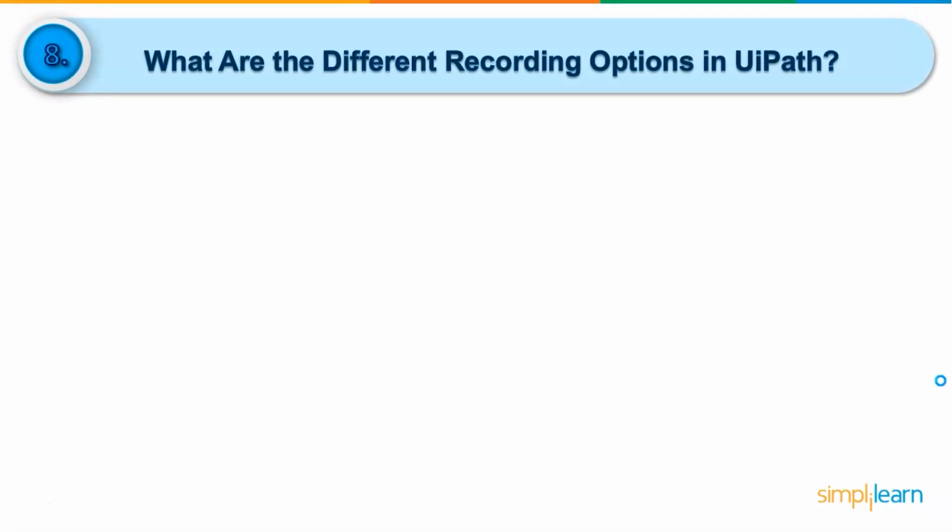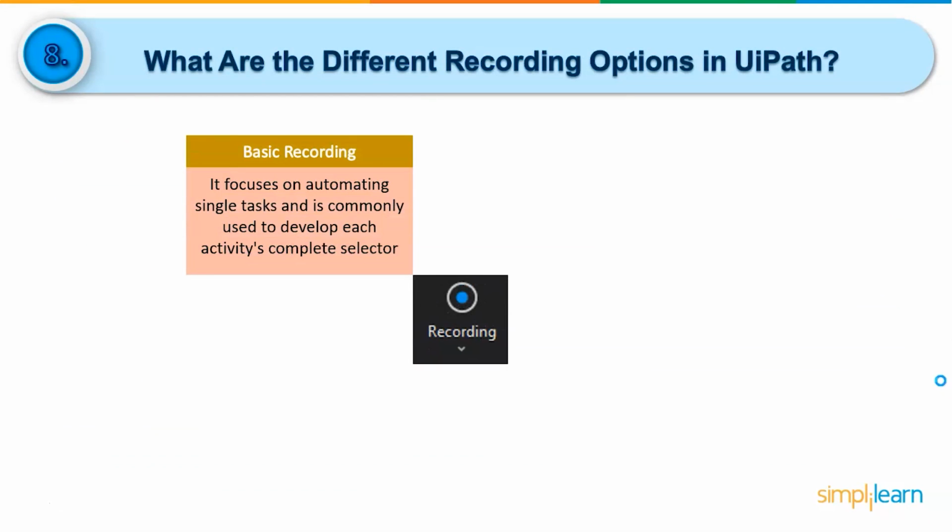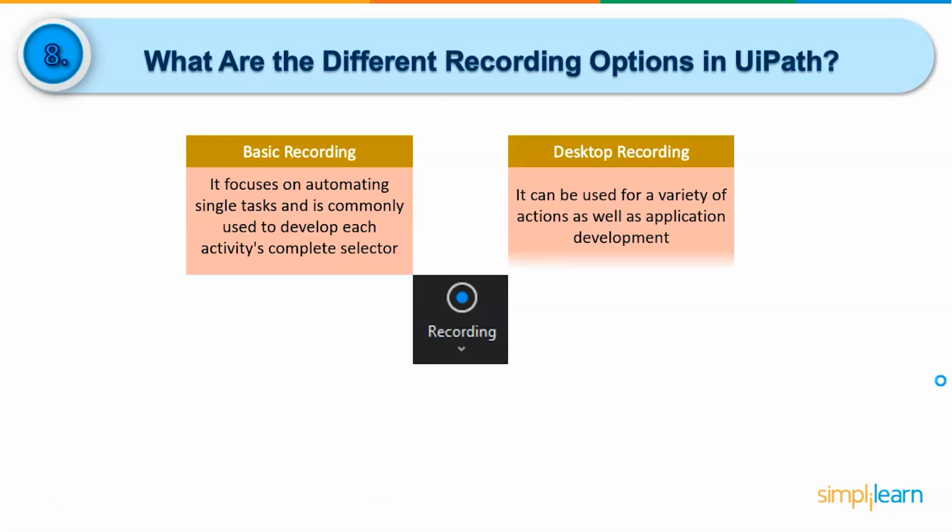What are the different recording options in UiPath? Basic recording. It focuses on automating single tasks and is commonly used to develop each activity's complete selector. Desktop recording. It can be used for a variety of actions as well as application development.